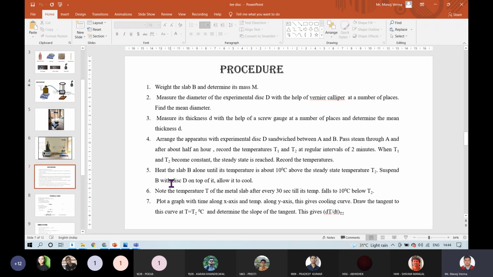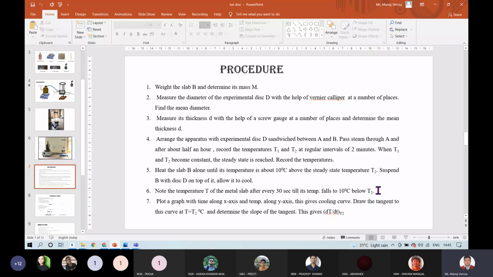Suspend this B with a disc D with insulating sample on top of it, not insulating, bad conductor sample on top of it, and then we will allow it to cool. After that, we have to note the temperature T of the metal slab B after every 30 seconds till its temperature falls to 10 degree below T2.